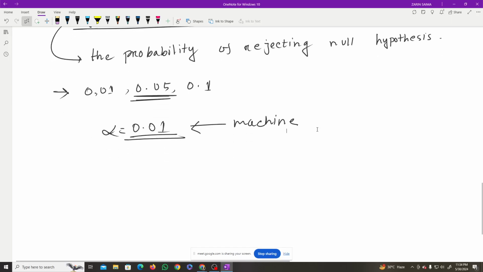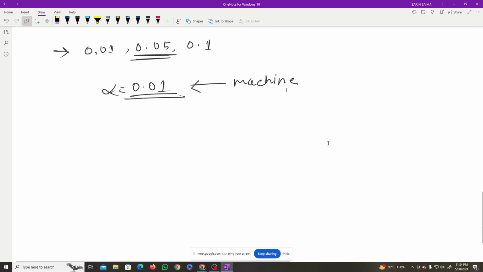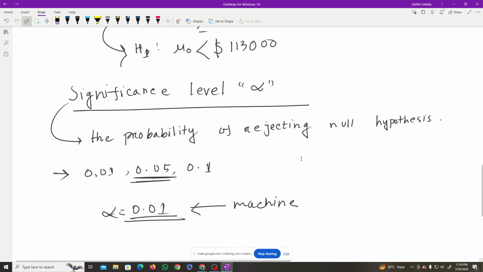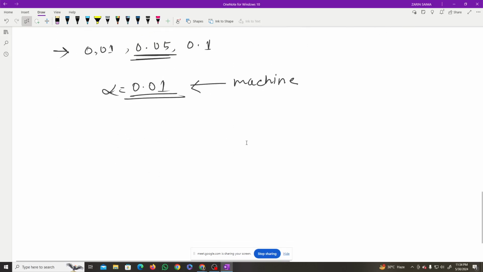But suppose you're analyzing a human or some company's statistics, then you'd be more drawn towards 0.05 as your significance value because usually humans can produce uncertain behaviors. So in that case, the uncertainty or the probability of rejecting the null hypothesis would be more if your statement is associated with humans or companies.